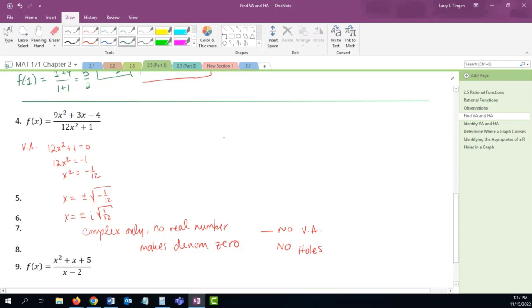Horizontal asymptote, on the other hand, is fine with this. The numerator has a degree of 2. I do that every time in the notes. The denominator has a degree of 2. N and D are equal. That means y is equal to the ratio of the leading coefficients, which is 3/4. Horizontal asymptote, y equals 3/4.